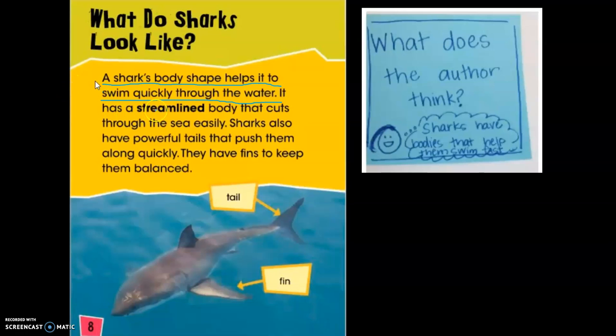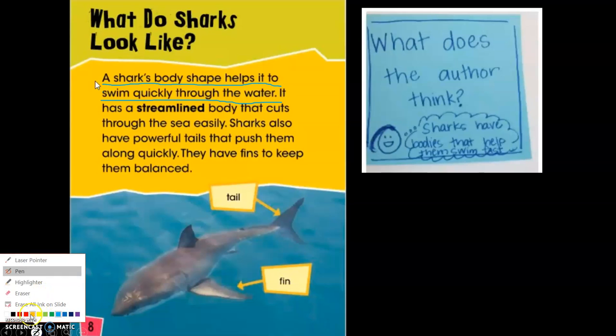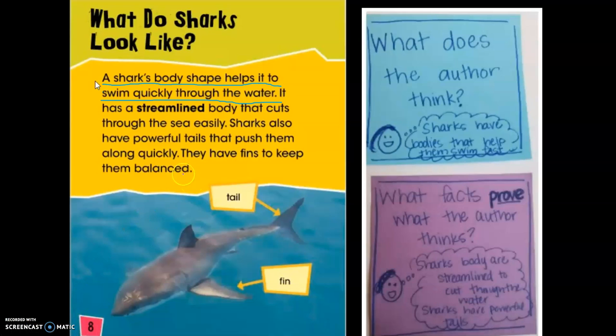It has a streamlined body that cuts through the sea easily. Cuts is another way of saying fast. It goes through fast. So its body moves through the water fast, right? So what is the fact that proves what the author is saying? Its streamlined body. That vocabulary word is another way of showing a fact that proves what he's thinking. He's thinking that the body helps him to swim quickly through the water. And it does. Why? Because of their streamlined body.